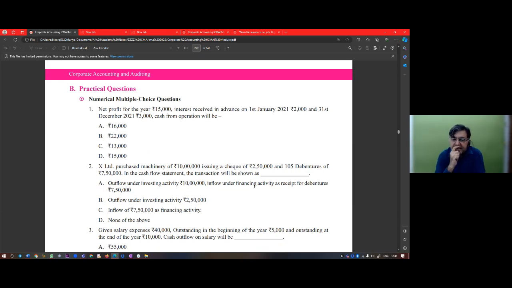Machinery purchase 10 lakhs. In the cash flow statement, the transaction will be whatever cash is paid. That's all. So outflow of investing activities is 2.5 lakhs. Answer is B.